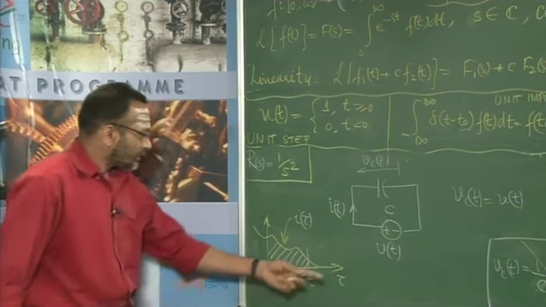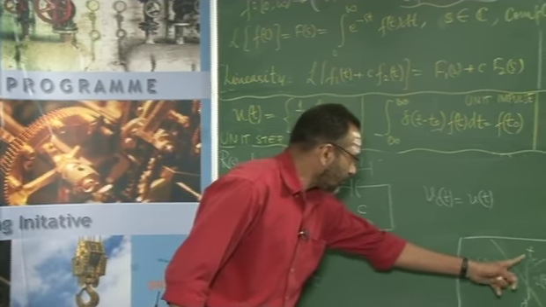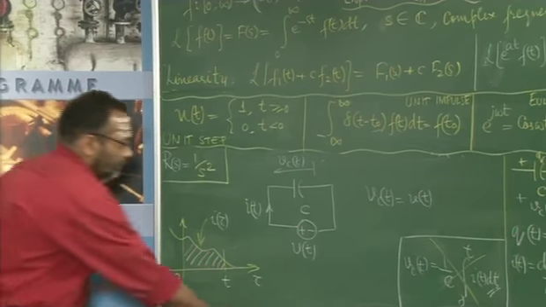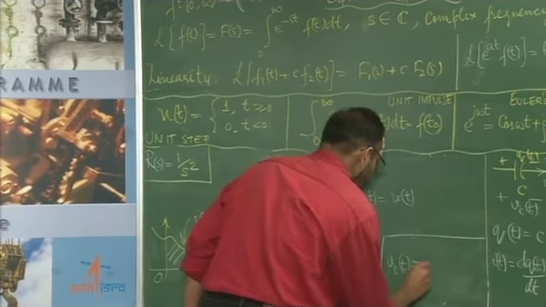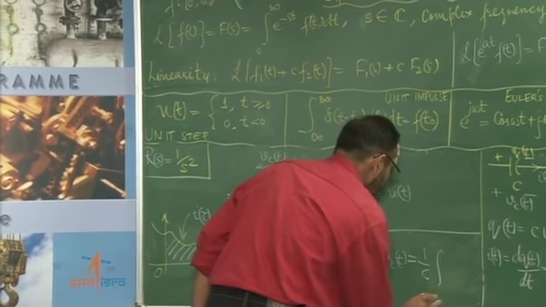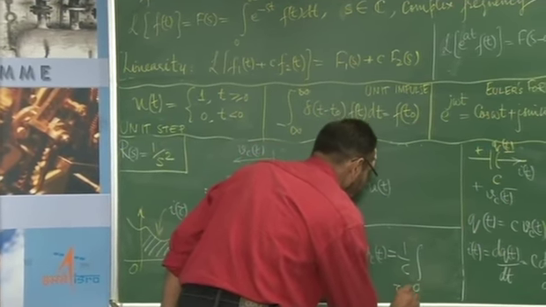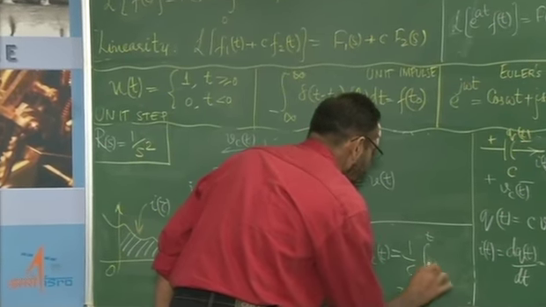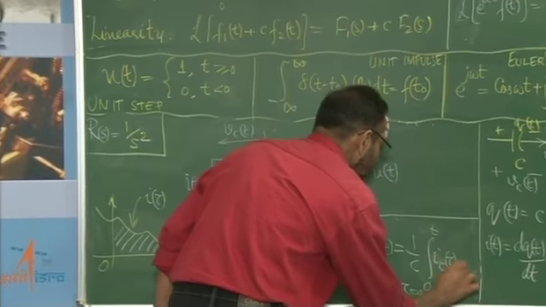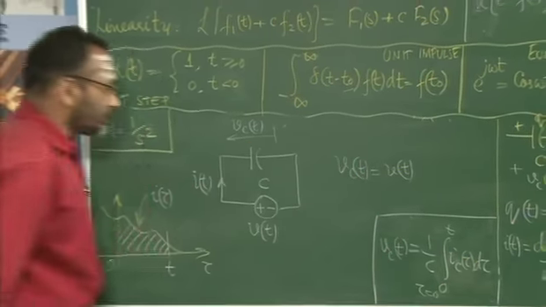Therefore, I will say the left hand side has to be a function of time. Therefore, I will put this t here, and I am going to make this 1 over c integral tau equal to 0 to t, I c of tau d tau. All right. This is how it must be written.